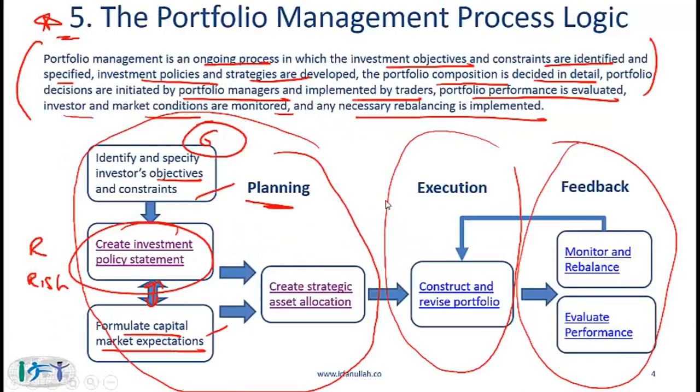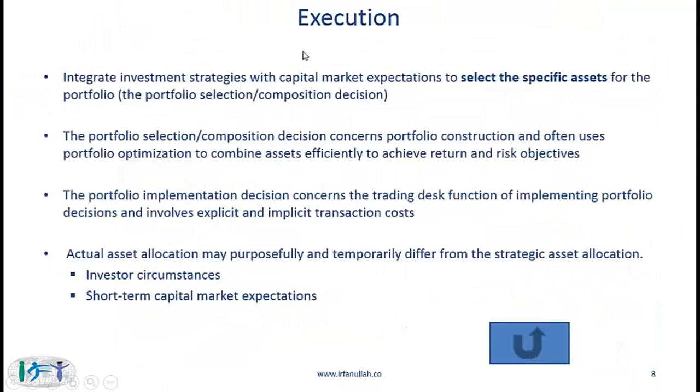Coming back to our overall picture, the output from planning is your strategic asset allocation. At this stage, you've done the strategic asset allocation, but you have not actually bought anything. You've not bought the underlying assets. So we move then to the execution phase where we construct the portfolio, and based on feedback, we also revise the portfolio, but let's talk about this now. What happens in execution? We integrate investment strategies with capital market expectations to select specific assets for the portfolio. This is called the portfolio selection composition decision.